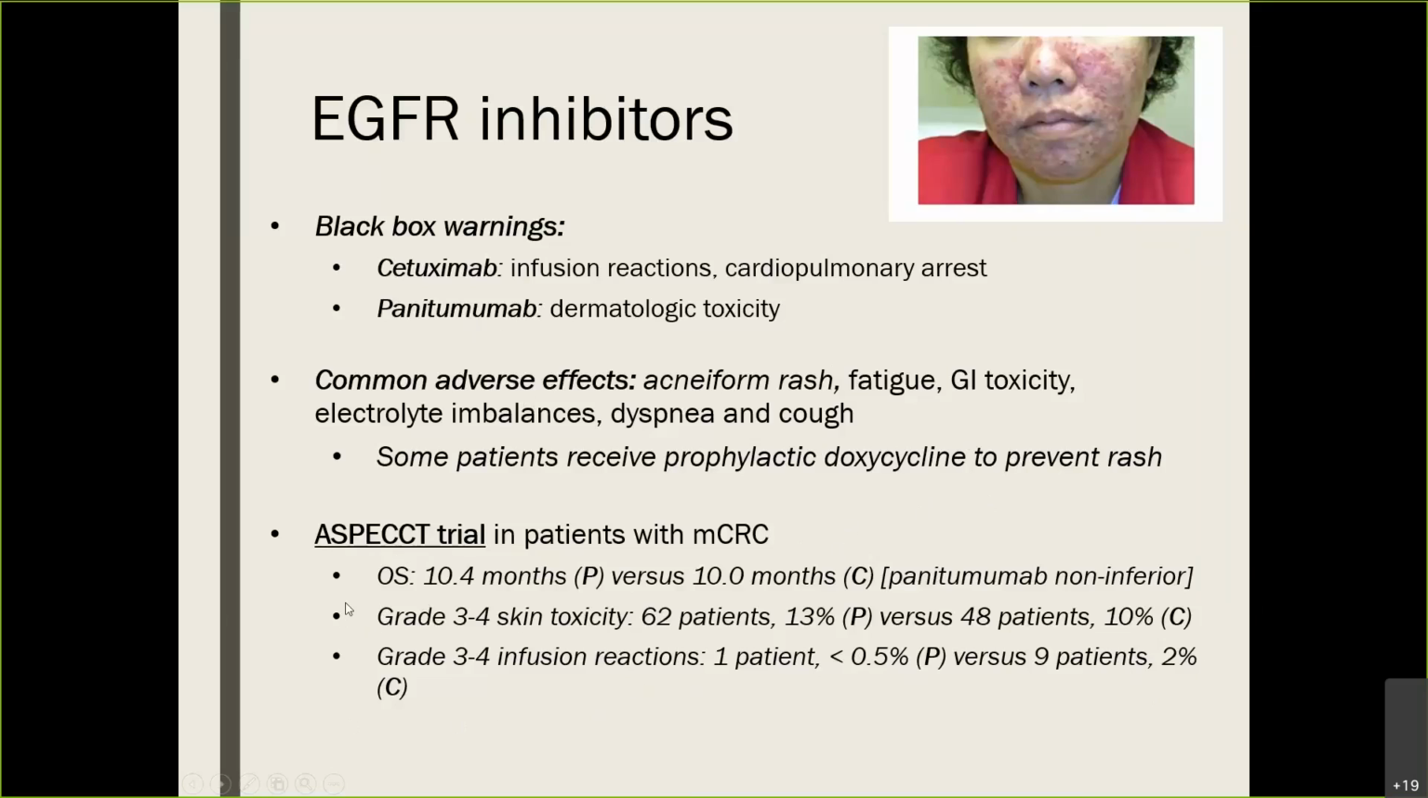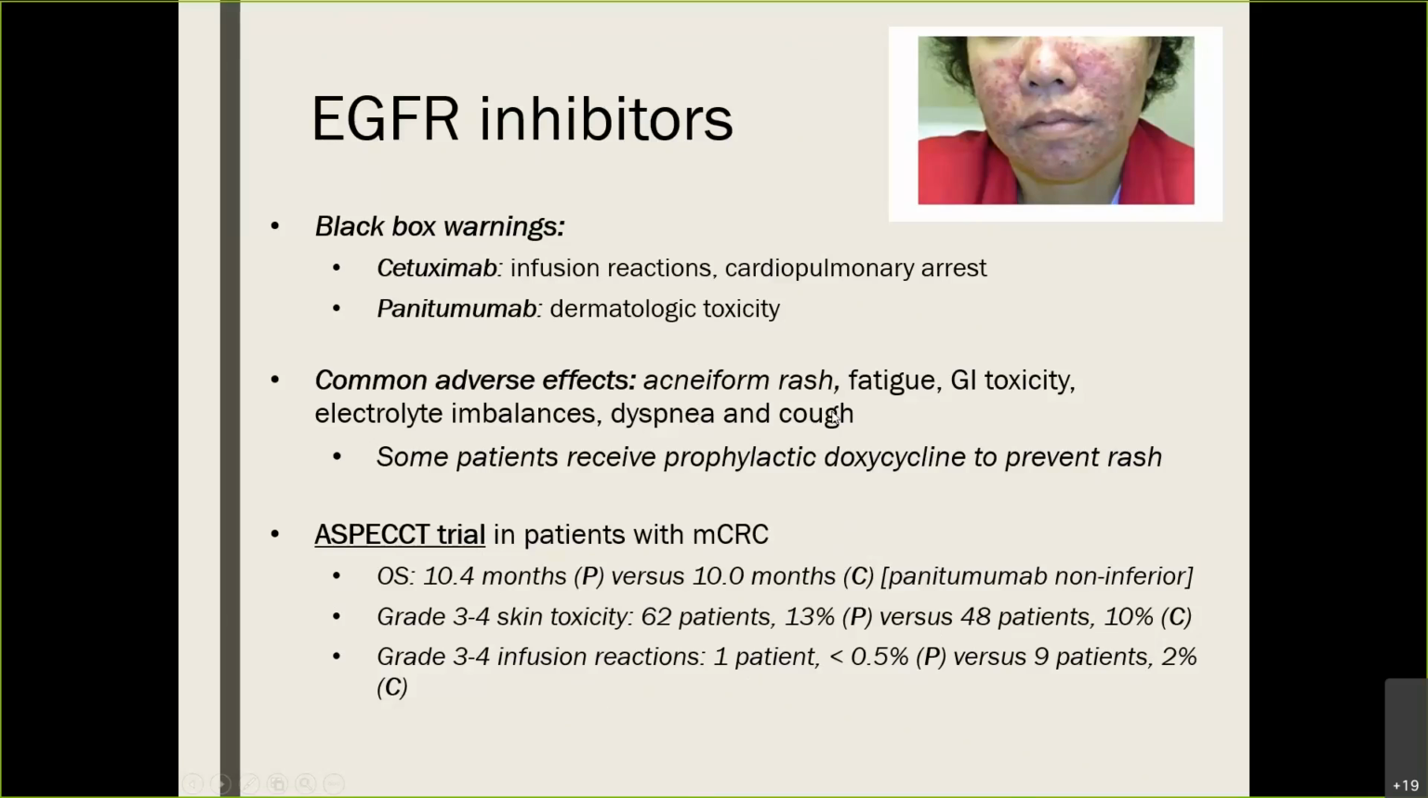And they've really found that in this ASPECT trial, comparing panitumumab to cetuximab, a great trial because you very rarely see a head-to-head agent trial comparison, particularly for relatively expensive agents. But you find non-inferiority to panitumumab with potentially some better tolerability.